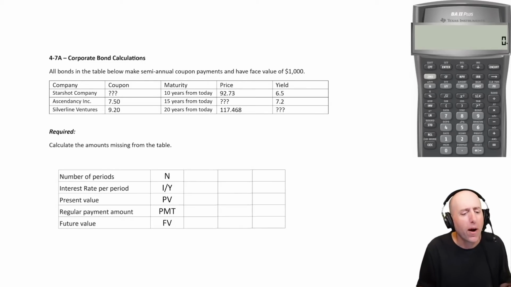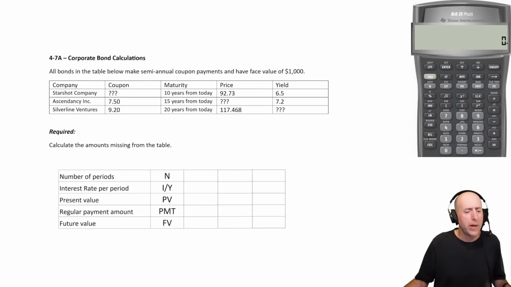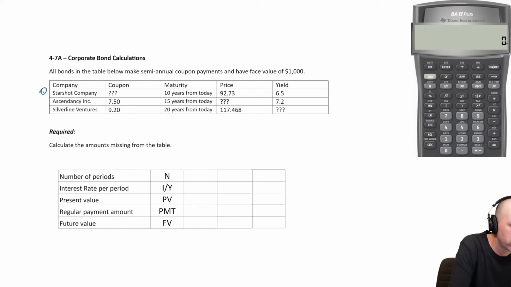Let's have a run through problem 47A. More bond calculations, lots of present values to be done. I'll do them all in my financial calculator first, and then I'll circle back and just do Starshot, the first one, by hand afterwards.